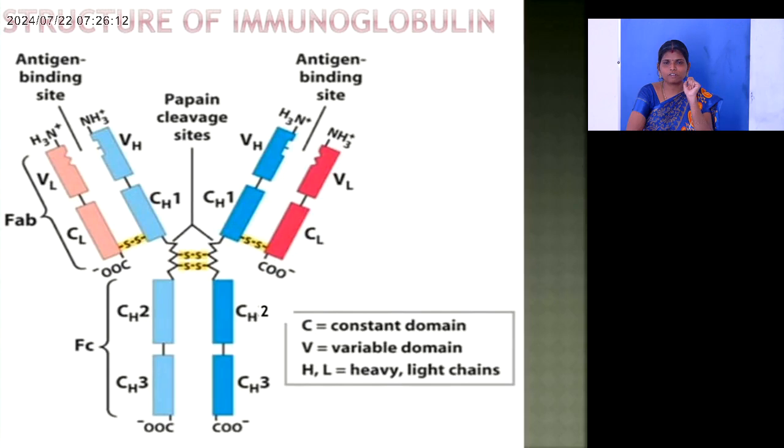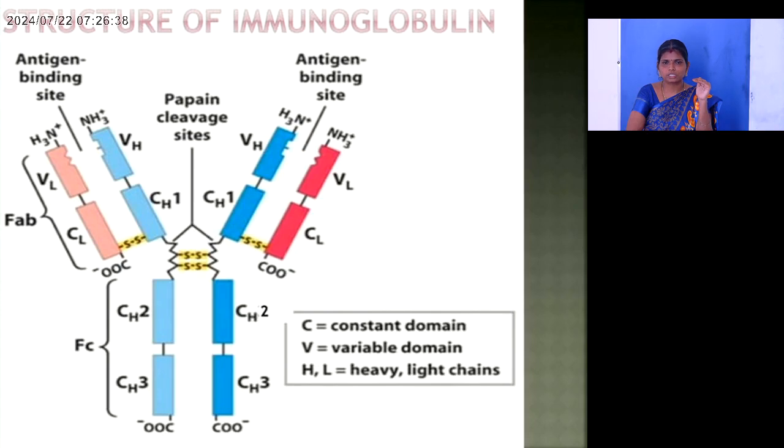What is the expansion of Fab? Fragment of antigen binding. It is also called the paratope. This paratope region binds with the epitope region of antigens. So this region is called the paratope, where the antigen binds. Each immunoglobulin has 2 different antigen binding sites, 2 different Fab regions.